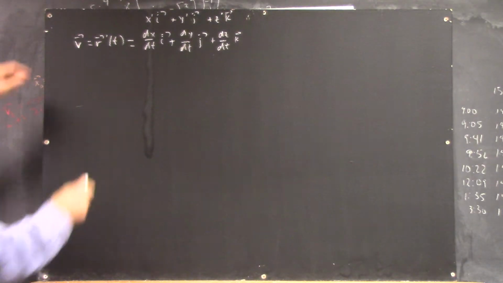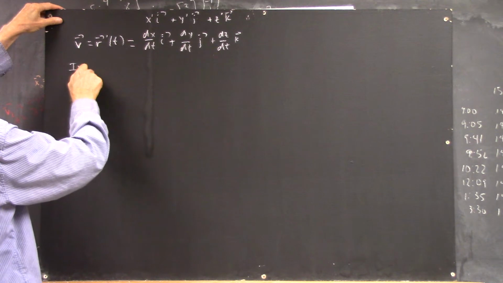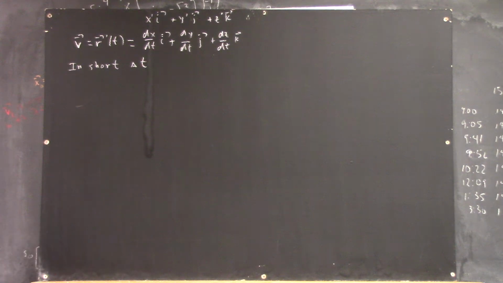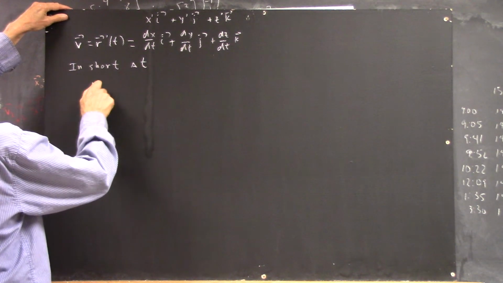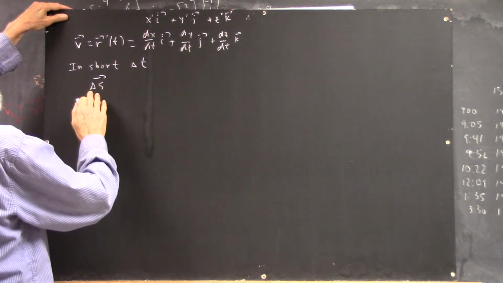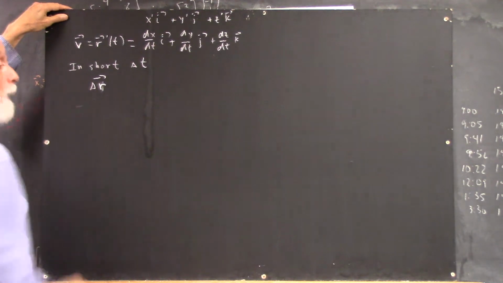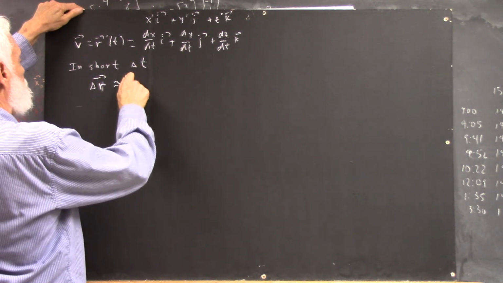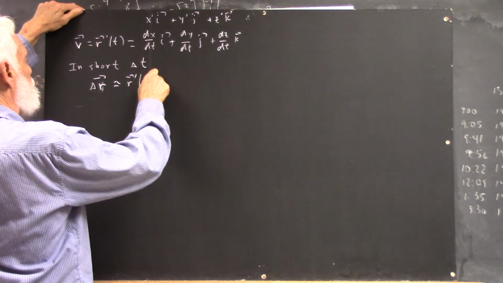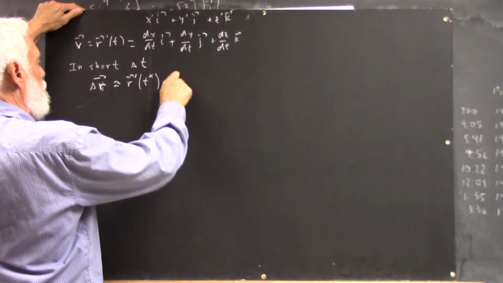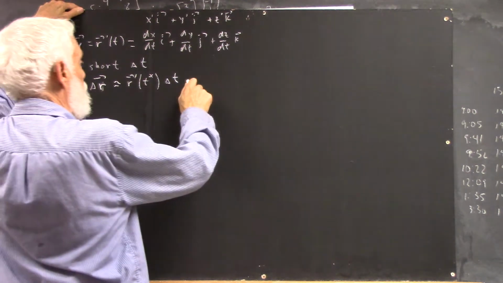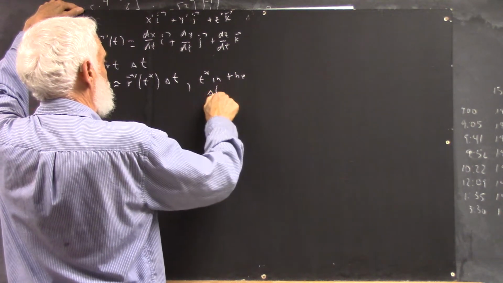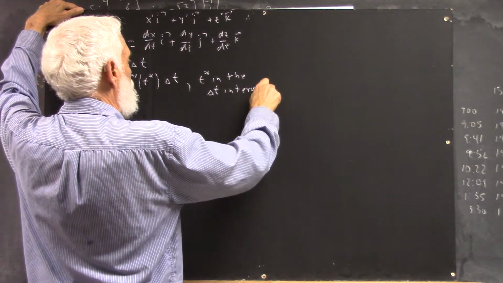Okay? In a short time interval delta t, you're changing, actually I could say changing the R vector, okay, is approximately equal to R prime of t star delta t, where t star is in the delta t interval, right?